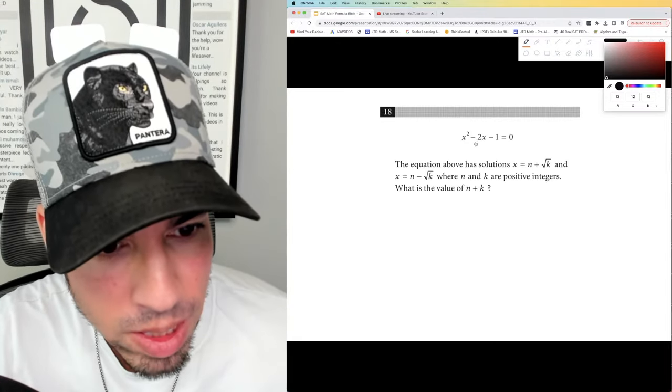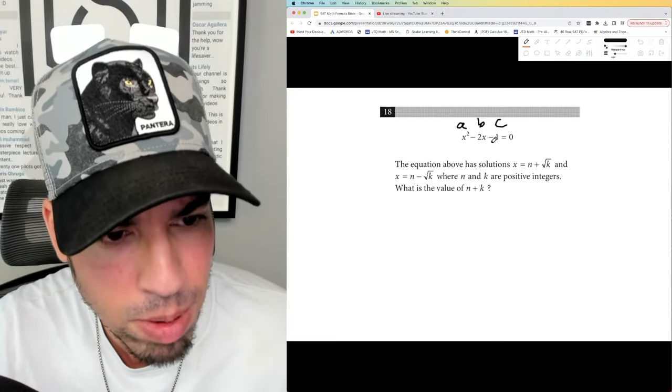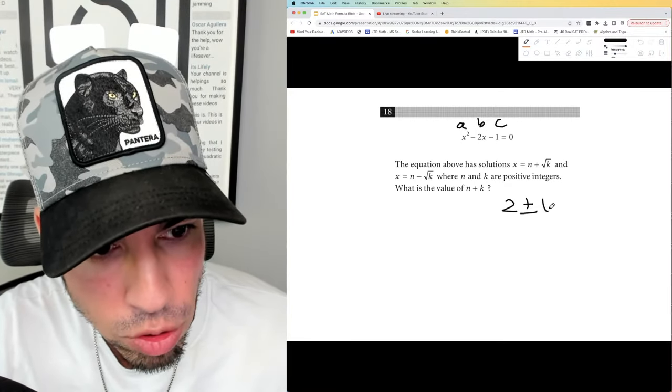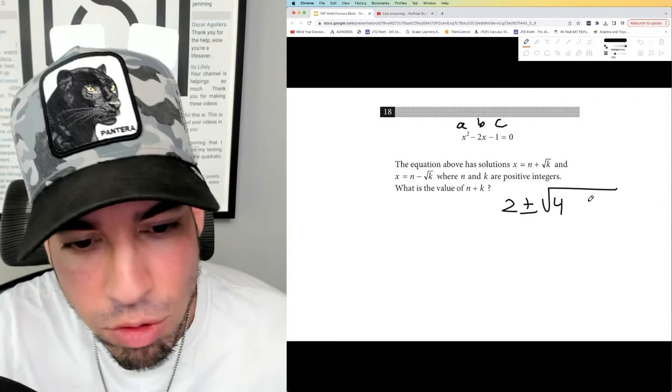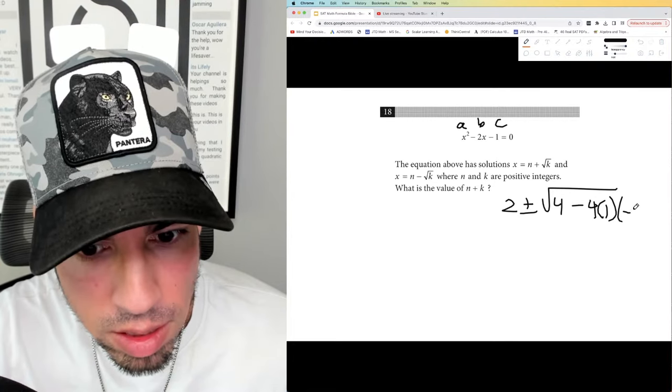My quadratic formula to get the solution is negative b. So we got a, b, and c. So we got negative b, which is -(-2), which is 2, plus or minus the square root of b squared, -2 squared, which is 4, minus 4. A is 1, and c is -1, right?